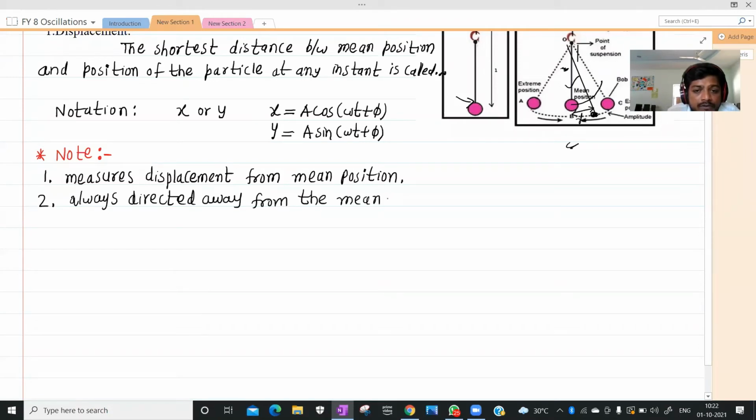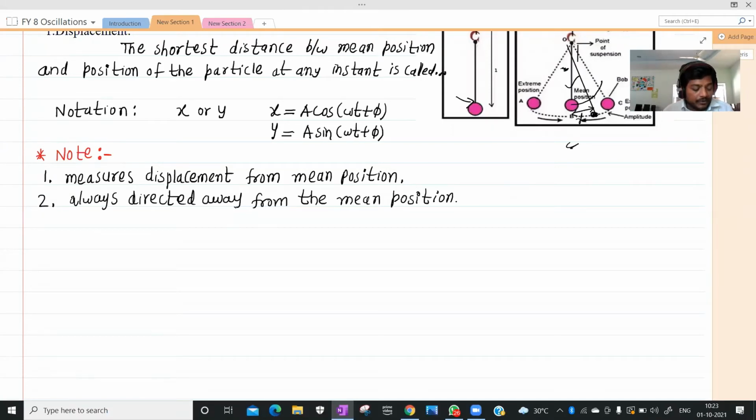What about acceleration? The acceleration is always towards the mean position. Very good. So the acceleration and displacement both are in opposite direction. a is proportional to minus x.